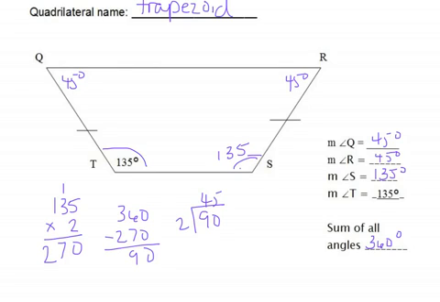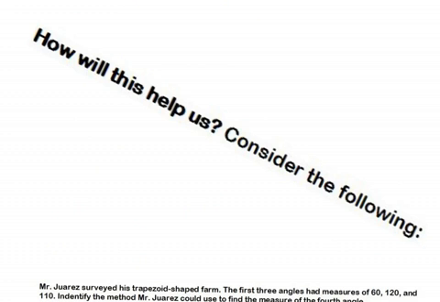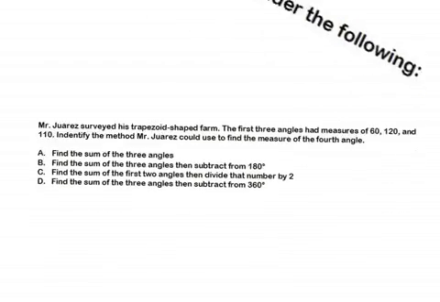So let's talk about these word problems. How will this help us? Let's consider the following. Mr. Horace surveyed his trapezoid-shaped farm. The first 3 angles had the measures of 60, 120, and 110. Identify the method Mr. Horace could use to find the measure of the 4th angle.